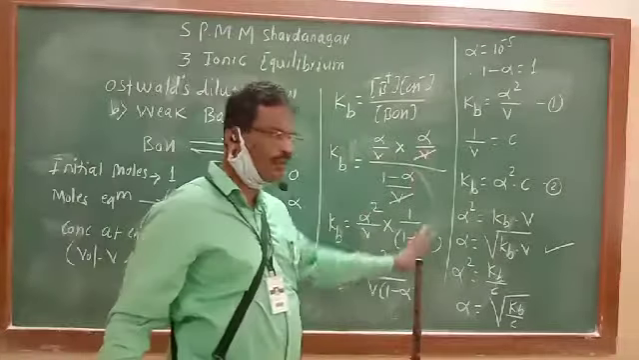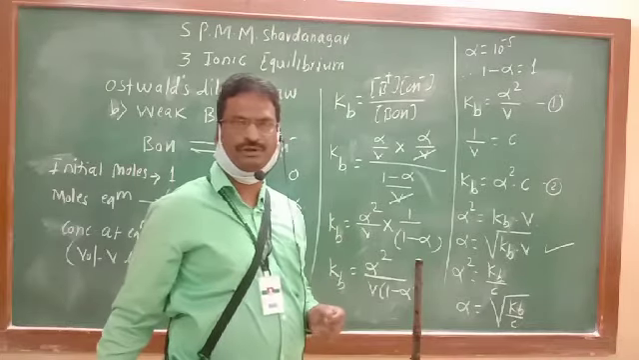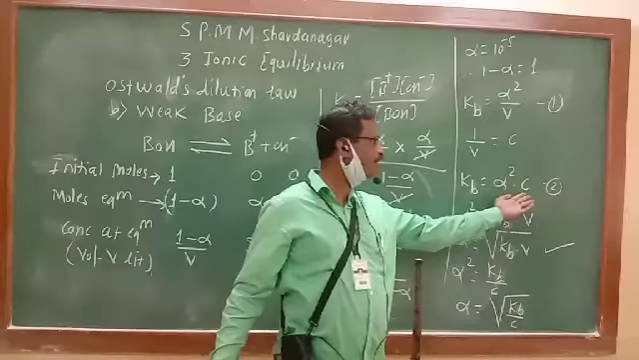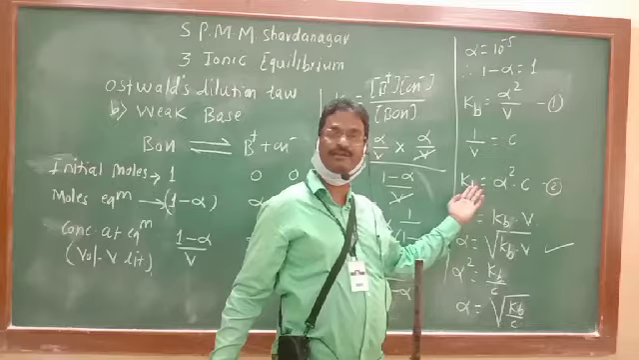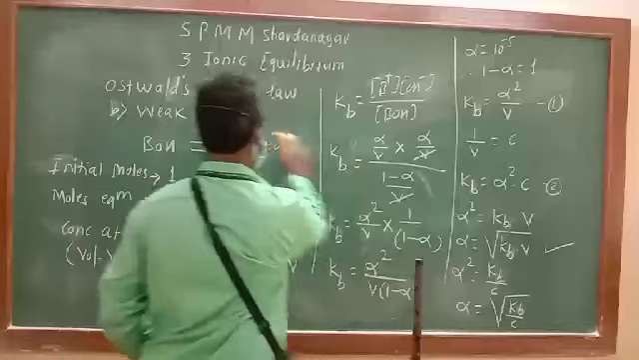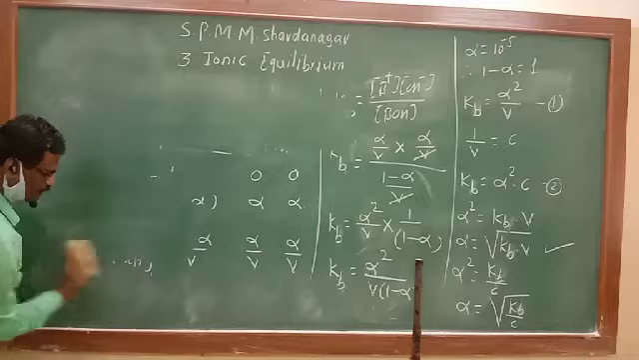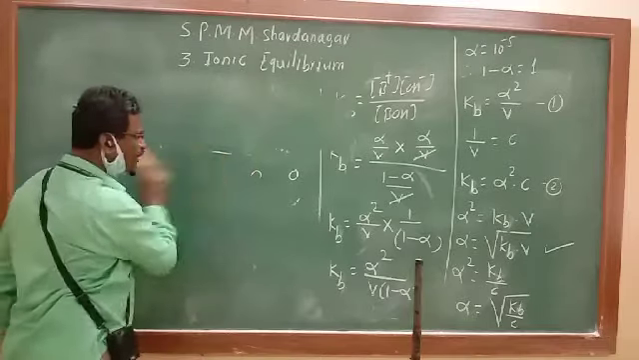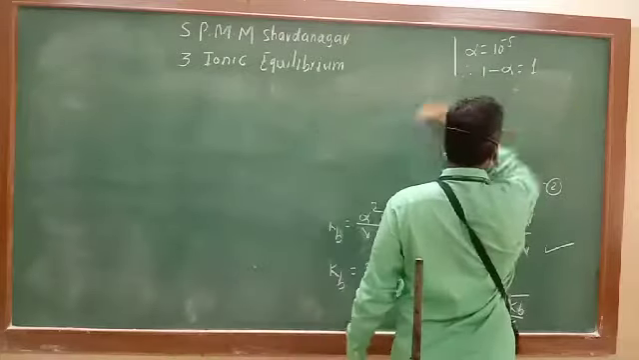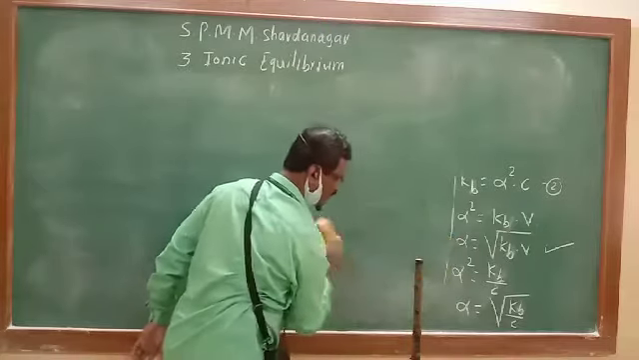See, using this law we have to solve certain problems. They give the value of alpha, they give the value of concentration, and they ask to calculate the dissociation constant. Let us see one problem. According to Oswald dilution law, the dissociation constant can be calculated, or the degree of dissociation can also be calculated. Let us see one numerical example of how to calculate the degree of dissociation or dissociation constant.